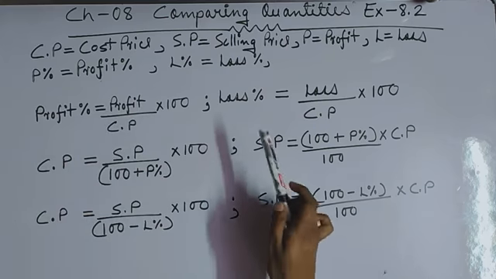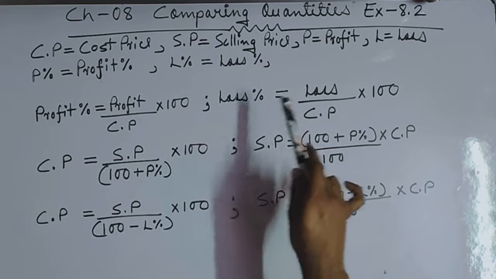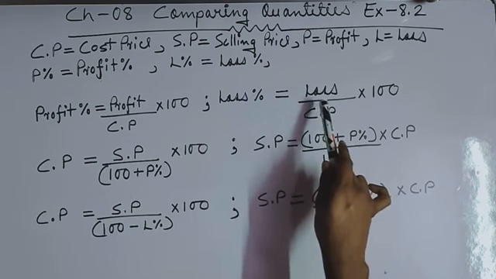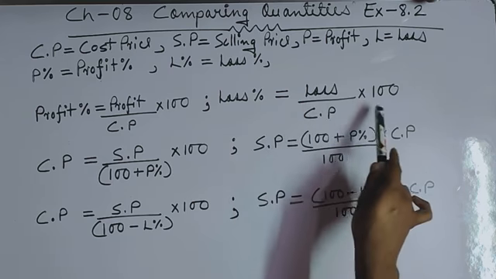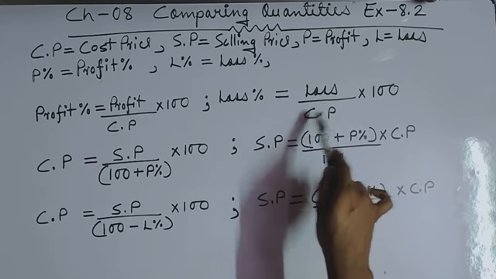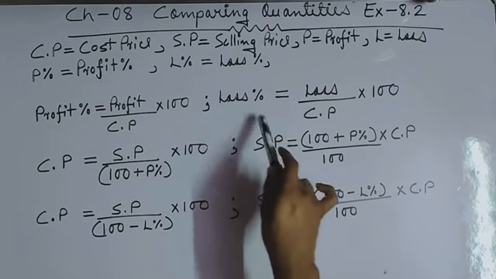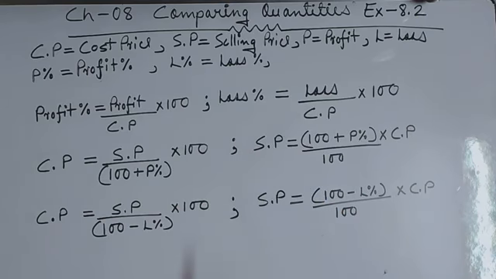Now the next formula is loss percent. Loss percent is quite similar to profit percent, but instead of writing profit, you write loss. So loss percent will be equal to loss upon CP multiplied by 100. Now these are the formulas that you studied in your 7th standard also.